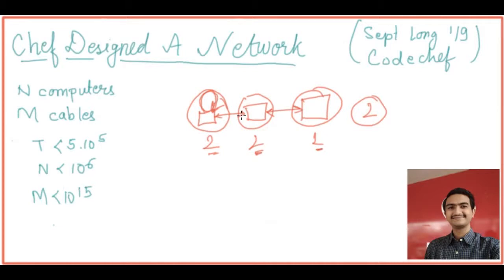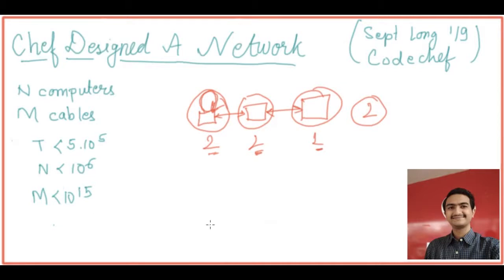We were given t, the number of test cases, which is less than 5 into 10 raised to power 5, and n is less than 10 raised to power 6. M is the number of cables, which is less than 10 raised to power 50, right? So we were given this question. If you have not solved this question yet, I would suggest to give it a try. Pause the video now and try it. Now I will start discussing the solution.